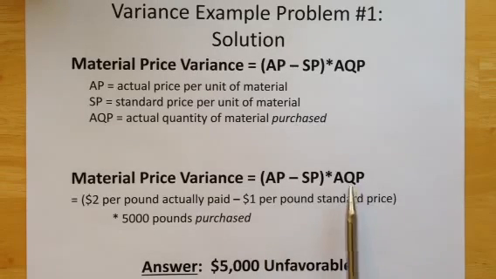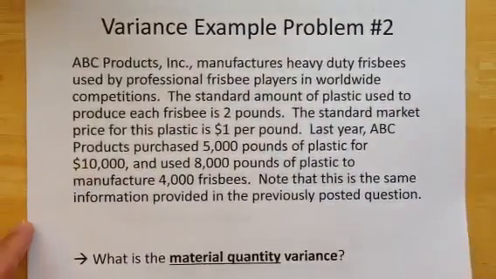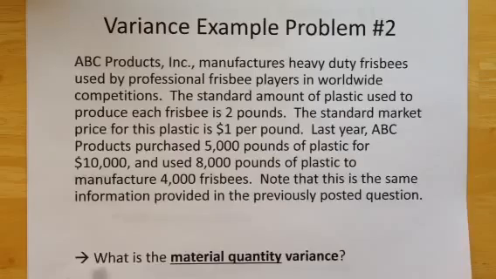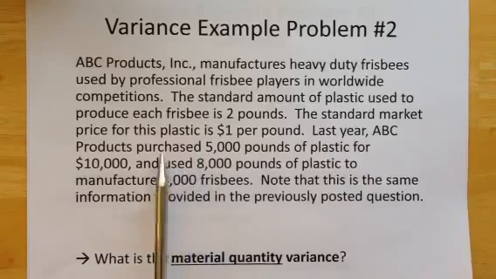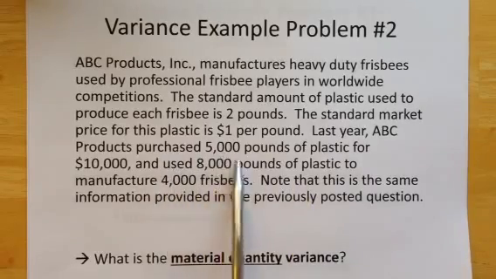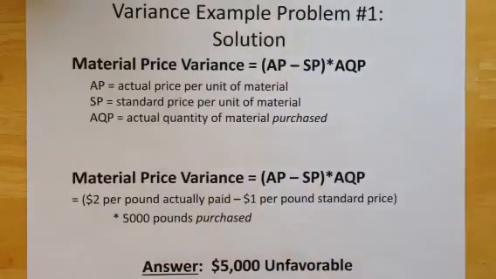So let's take a look first. What did we plug in for AQP? We'll go backwards here. AQP, the actual quantity of material purchased. We plugged in for that number in this formula 5,000 pounds that were purchased. Where did we get that number? Well, that's in our problem statement here. It tells us right here, 5,000 pounds of plastic was purchased this past year. Not the amount used, 5,000 pounds is what was purchased. So we plugged 5,000 pounds of purchased plastic in for AQP. What about SP?